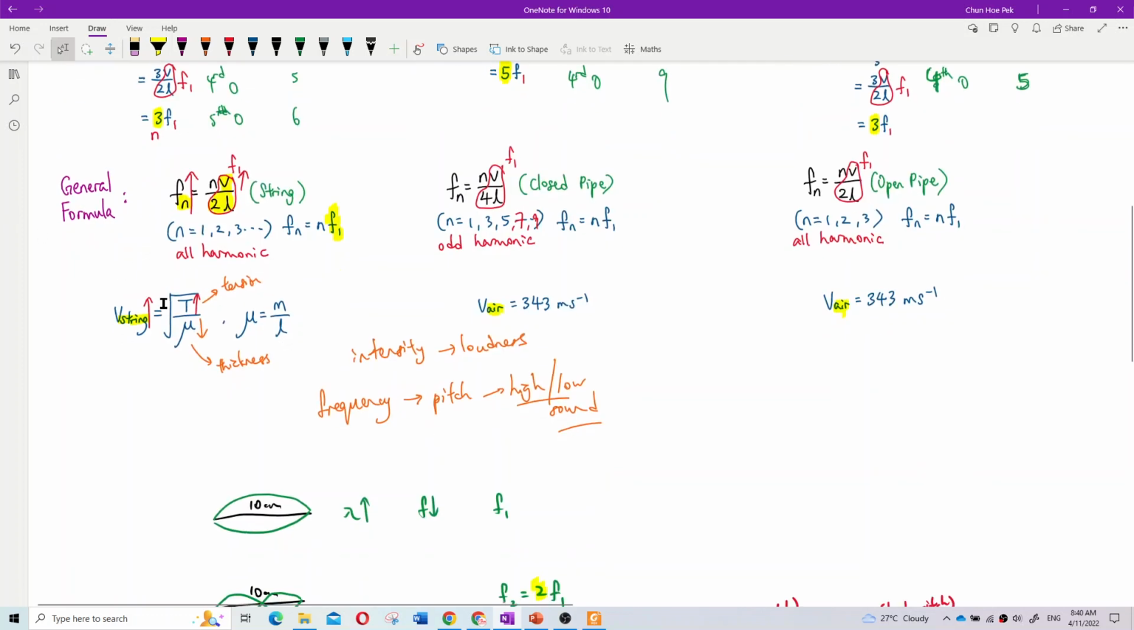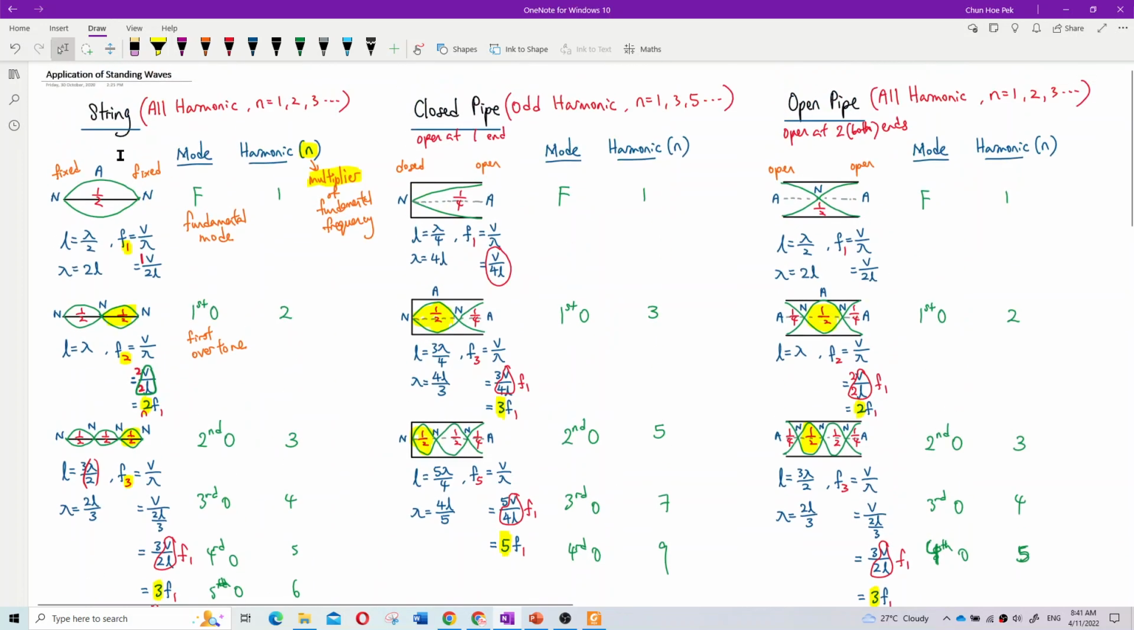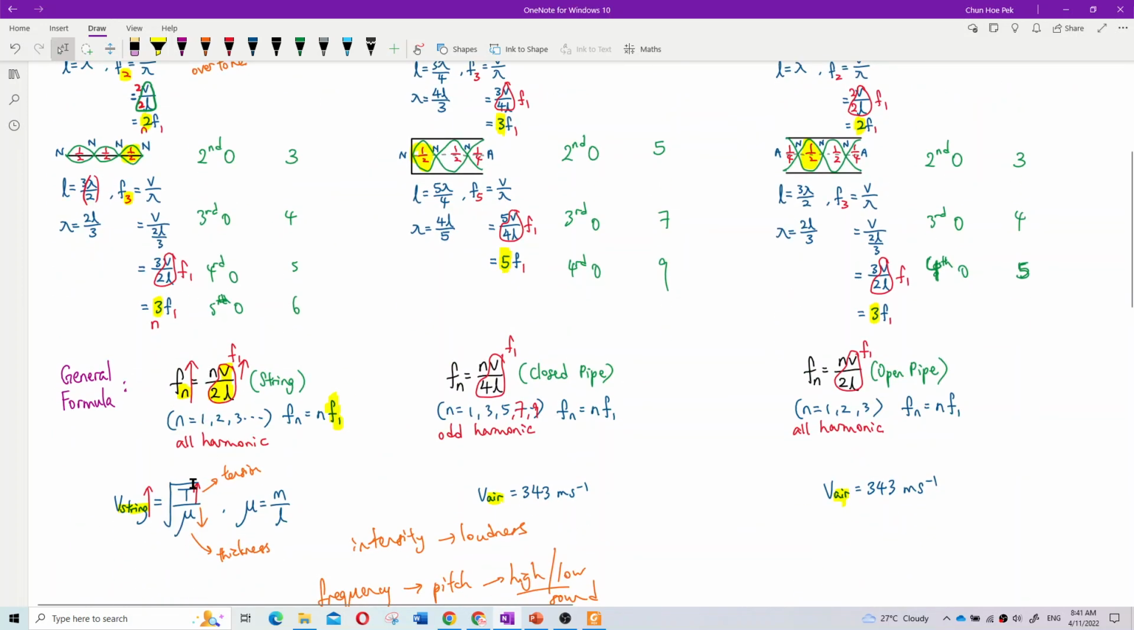Now, class, I want you to see one thing here. V, which we learned just now, is the speed of the wave. This is the general formula to represent all conditions, to summarize everything. The formula is F equals NV over 2L. So the frequency of sound produced by the string is closely related to the speed of the wave traveling in the string. Frequency is related to the speed. Do you see that?